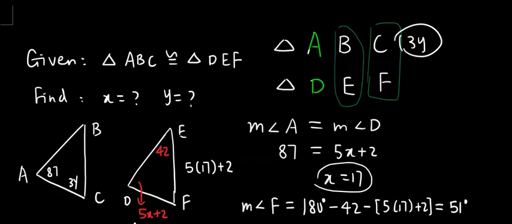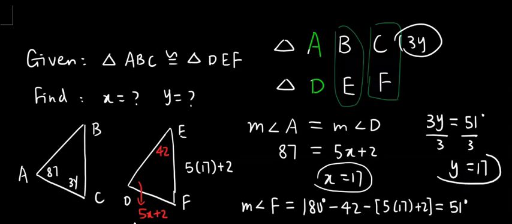Okay? Now I come back here to say angle C and angle F have the same angle measure. That means 3y is 51 degrees. Divided by 3, y is 17. So x is 17, y is also 17.